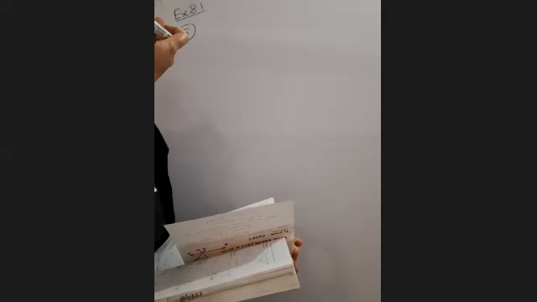Show that if the diagonals of a quadrilateral are equal and bisect each other at right angles, then it is a square. I am repeating. Show that if the diagonals of a quadrilateral are equal and bisect each other at right angles, then it is a square. Right? तो अब इसका क्या मतलब है बेटा?